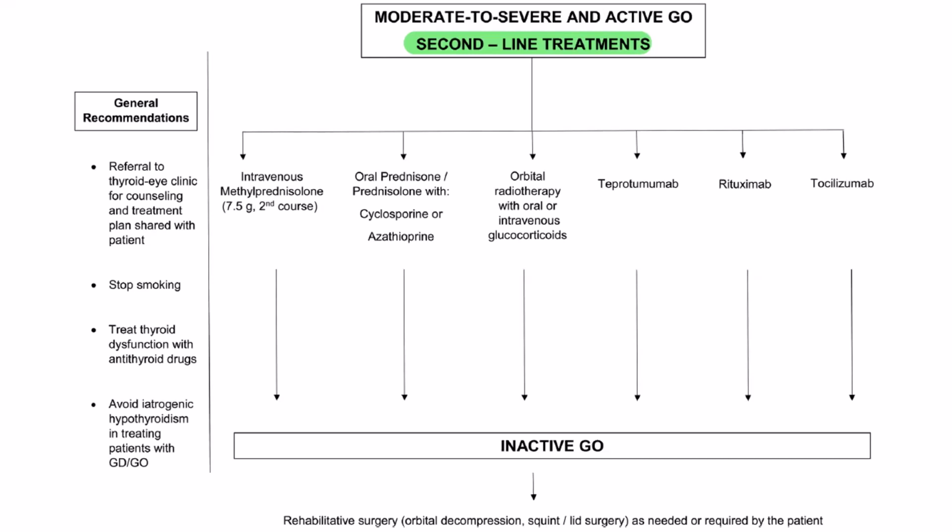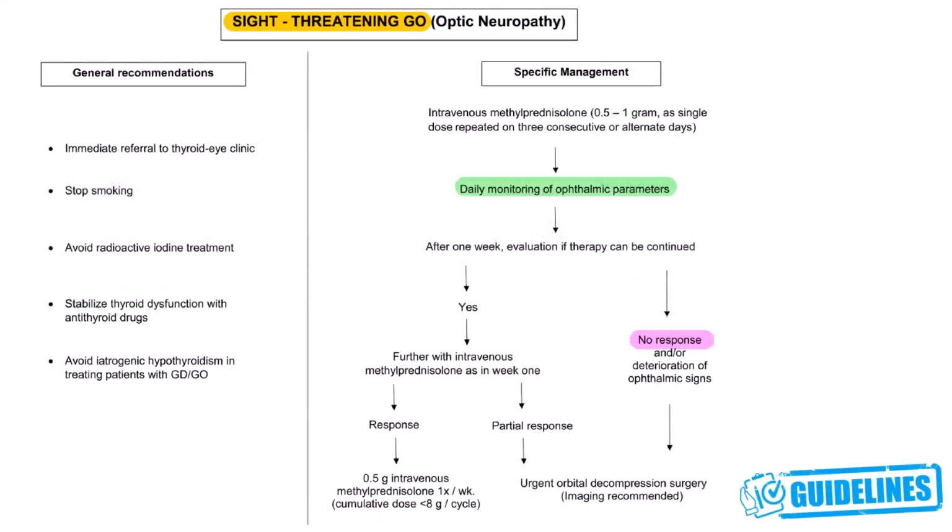Actually, this slide I cover in more detail in a Graves' orbitopathy session. So this is the last one: how to manage sight-threatening Graves' orbitopathy. Specific management: intravenous methylprednisolone. I will repeat this because this is an emergency condition, and some of us may face a case like this, and the treatment usually saves vision. So, intravenous methylprednisolone 0.5 to 1 gram as a single dose repeated on 3 consecutive or alternate days, and we should monitor ophthalmic parameters daily.